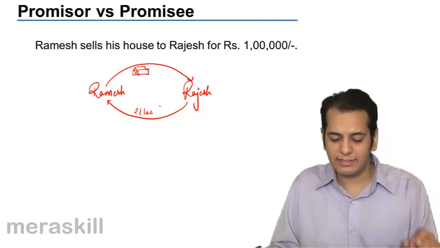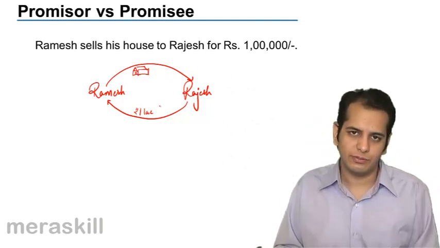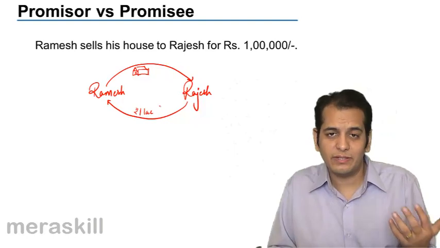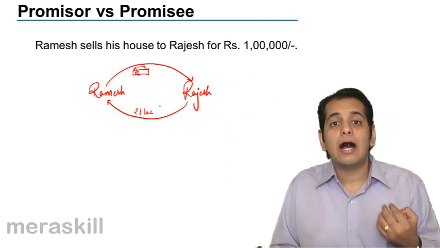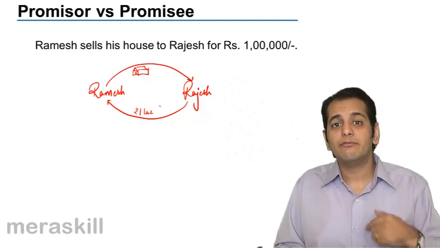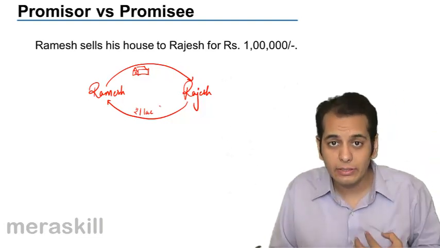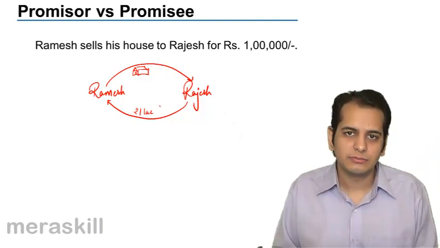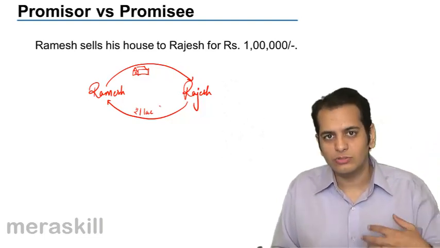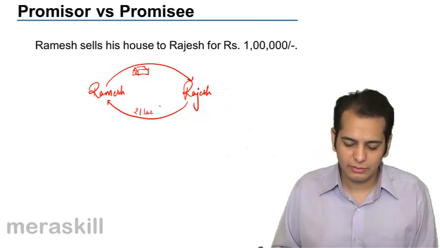So for the first leg, where the house is transferred, now who's transferring it? Ramesh has promised that he will transfer it. He will transfer the house. So he becomes the promisor, and consequently Rajesh becomes the promisee.